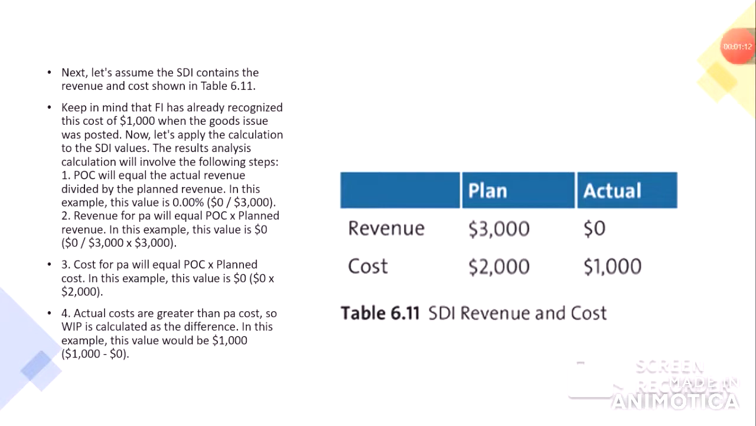Next, let us assume the SDI contains the revenue and cost shown in this table. Revenue plan is $3,000, actual is 0. Cost plan is $2,000 and actual is $1,000. So keep in mind that FI has already recognized this cost of $1,000 when the goods issue was posted. Now let us apply the calculation to the SDI values.